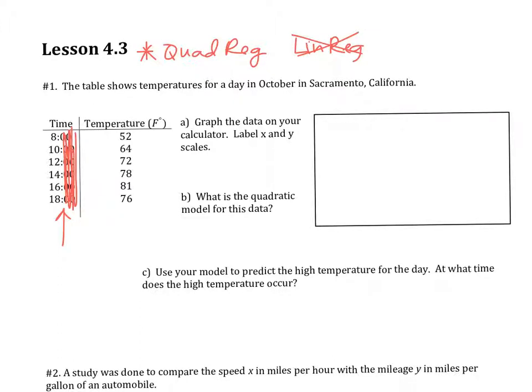Okay? If you have an L1 set up right now, clear it. Do you remember how to clear your L1? Clear, enter, yes. So you're going to plug in your times in L1, 8, 10, 12, 14, 16, 18. Put those in. Okay, go to L2 and put in your temperatures, 52, 64, so on and so forth.